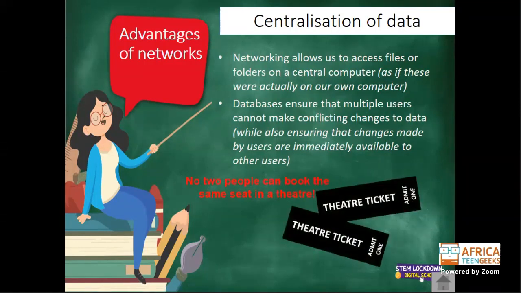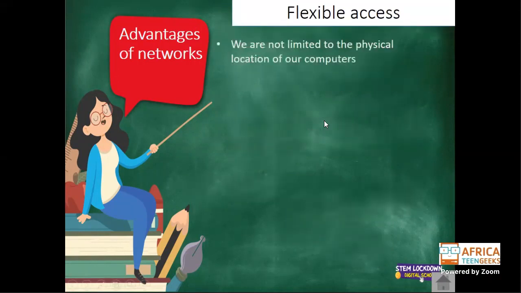No two people can book the same seat in the theater. What controls that? It is because of the database. We've got primary keys and so on, which you learn about in grade 11. They enforce some constraints on your database. Okay, now we're still on advantages.